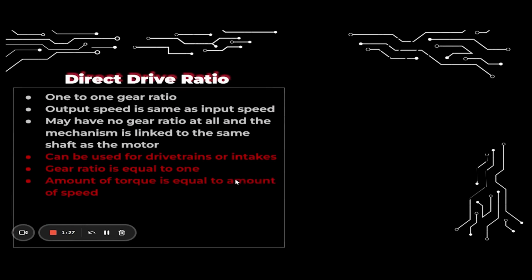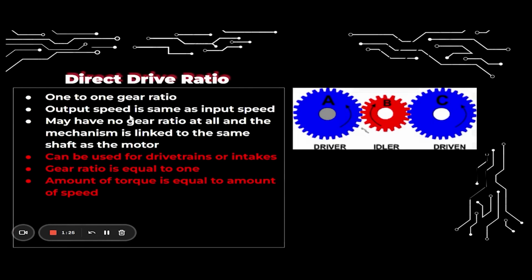Next up, we got a direct drive ratio. A direct drive ratio has a 1-to-1 gear ratio. The output speed is the same as the input speed. It may have no gear ratio at all, and the mechanism is linked to the same shaft as the motor. That's also considered a direct drive. Now, the direct drive is best for drivetrains or intakes. The gear ratio is going to be equal to 1, and the amount of torque is equal to the amount of speed.